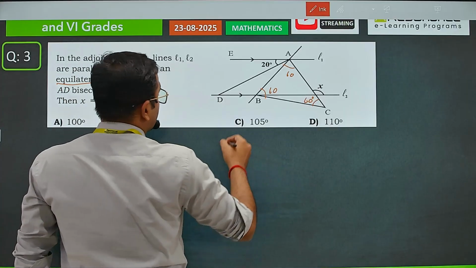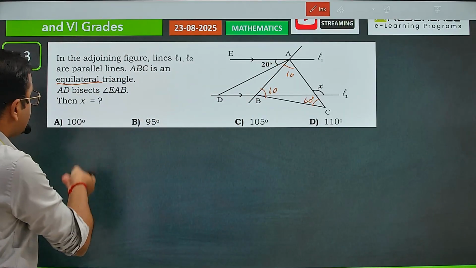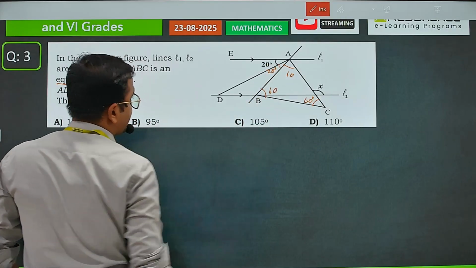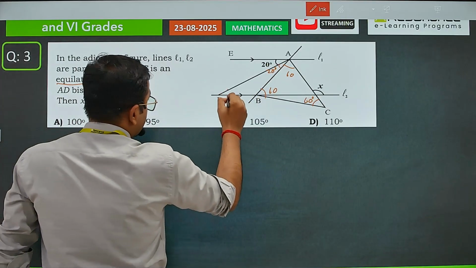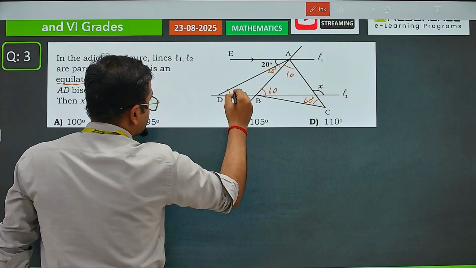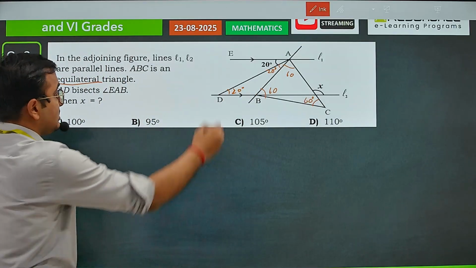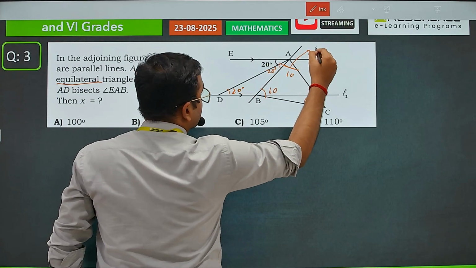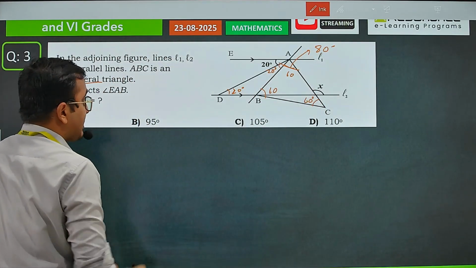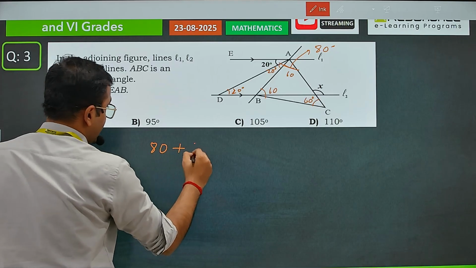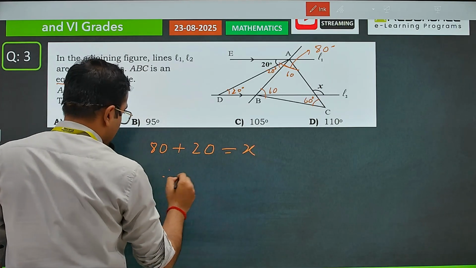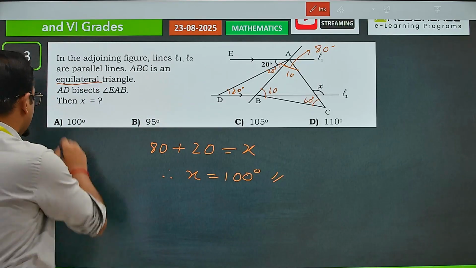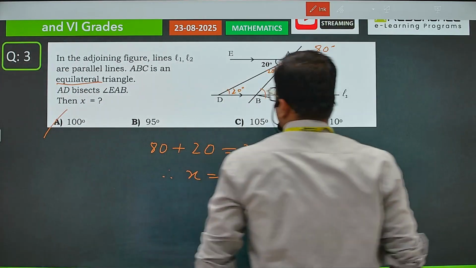Now they have said that AD is the bisector of this particular angle EAB, so this angle will also become 20. The moment that is 20, this angle is also 20 by alternate angles, because these two lines are parallel. Therefore, this complete angle becomes 80 degrees. Now using the angle sum property, 80 plus 20 is equal to x. That gives us x as 100, as simple as that. That completes question number 3.